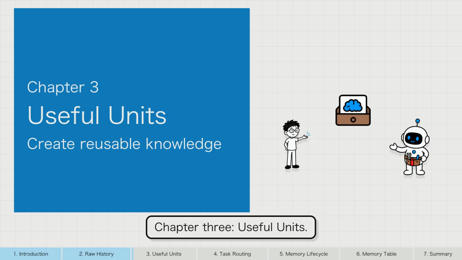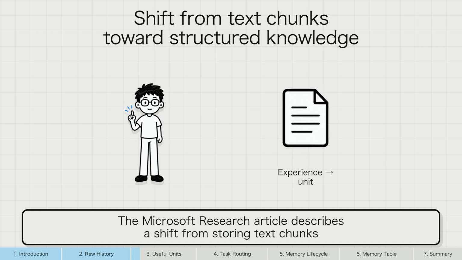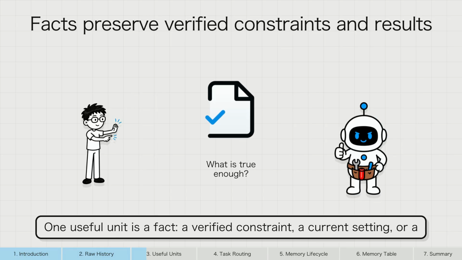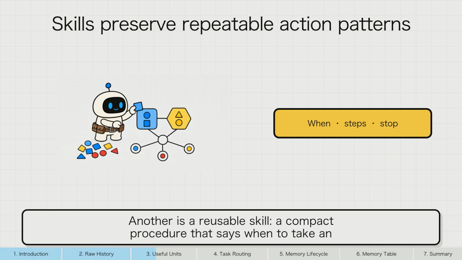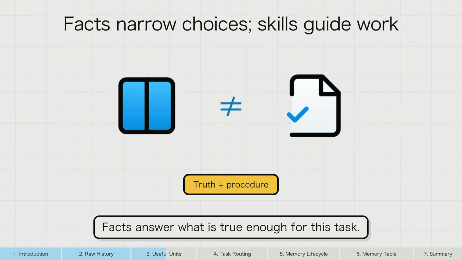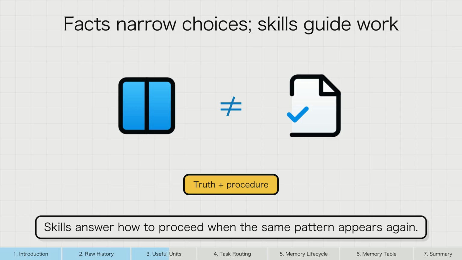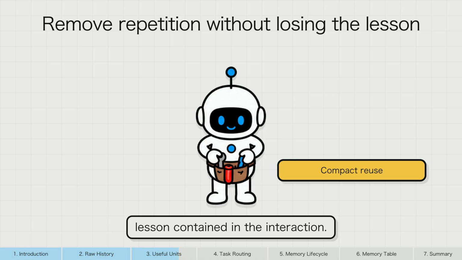Chapter 3, Useful Units. Turn experience into things an AI agent can reuse. The Microsoft Research article describes a shift from storing text chunks towards structured knowledge. One useful unit is a fact, a verified constraint, a current setting, or a result that narrows what the agent can safely do. Another is a reusable skill, a compact procedure that says when to take an action, what evidence to collect, and when to stop. Facts answer what is true enough for this task. Skills answer how to proceed when the same pattern appears again. This transformation removes repeated narration without throwing away the lesson contained in the interaction.